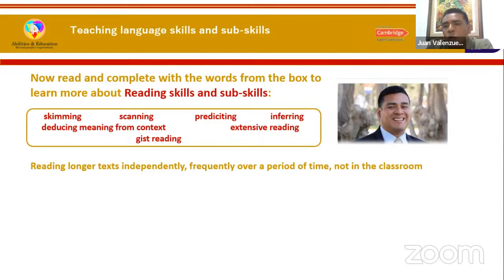For example, if you ask your students to read a novel in English, they are not going to finish the novel in one day or in 1 week. They will have to read for a longer period of time. And they might read in the combi, in a cafe, in their bedroom, but also in the classroom. Yes, probably in the classroom. What is this? Reading longer text independently, frequently over a period of time, not in the classroom.